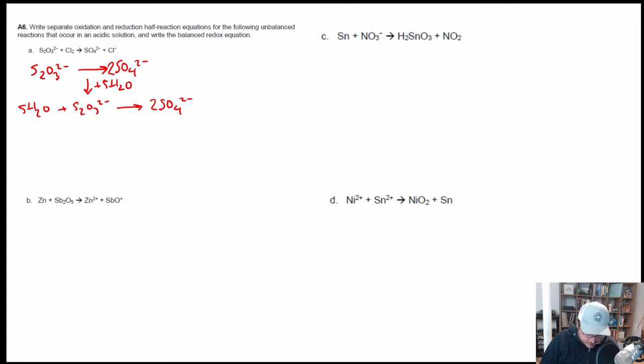Should have given myself more space overall. Right, so we have 5 oxygens plus 3 is 8. 2 times 4 is 8, right? So the oxygens are all balanced. Now we have to balance out the hydrogens by adding in H plus.